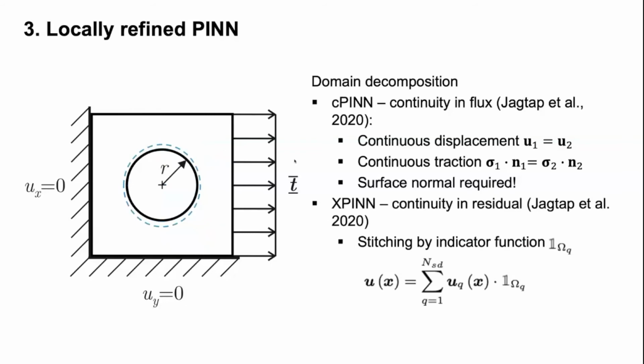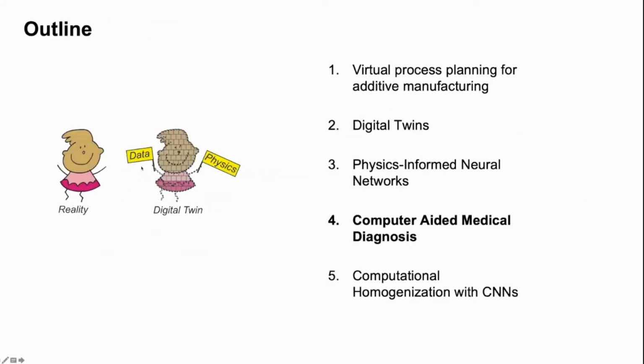And the other possibility here is the X-PINNs, where the continuity is enforced in the residual and the stitching is performed by an indicator function. This enables us to really follow the geometry. Here I did not follow it with PowerPoint, but it would allow us to really follow the geometry, and we do not need to compute any surface normals. That was it about the ongoing work on physics-informed neural networks and introduction, and also ongoing works for inverse problems and for the inhomogeneous case.